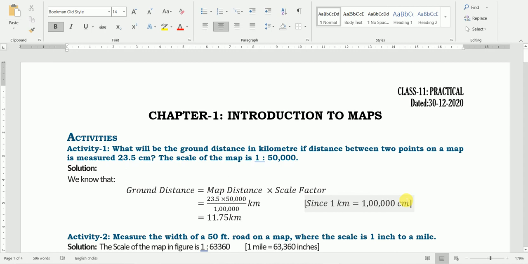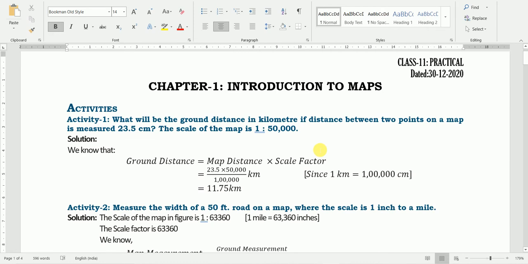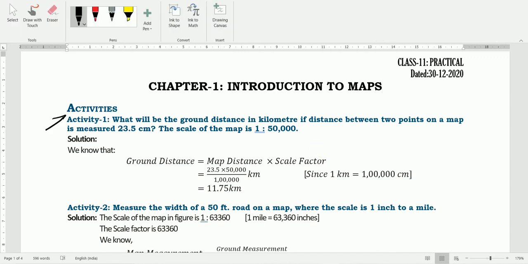Last time, we discussed how to measure distances on the map and how to measure areas using different methods. Now, let us conduct some activities. Remember, we have been learning chapter 1, Introduction to Maps. Okay, so now let us start. So here we have activity 1.